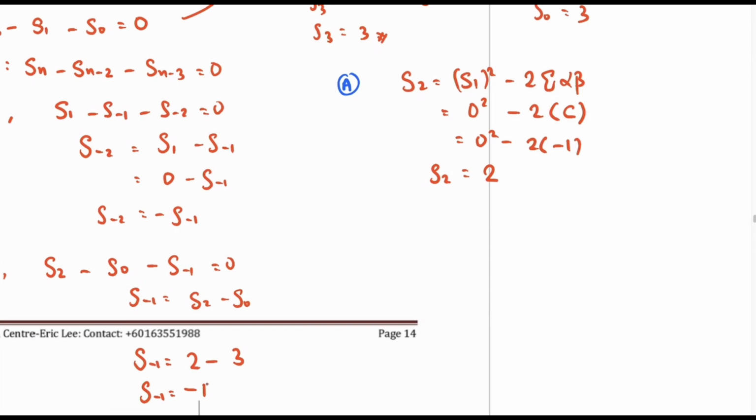We have done the whole question. Let me double check with the answer first. For this, S minus 1 is negative 1. Oh, this is not the end. Our final part is S negative 2. Let me pull it back. S negative 2 is negative S negative 1, negative negative 1, which is 1. So this is the correct final answer.